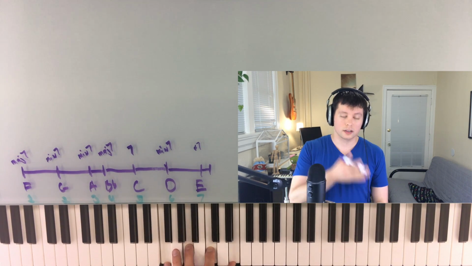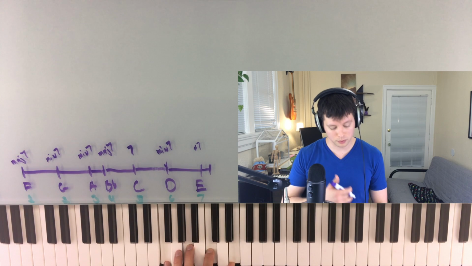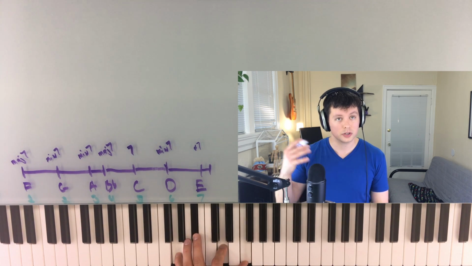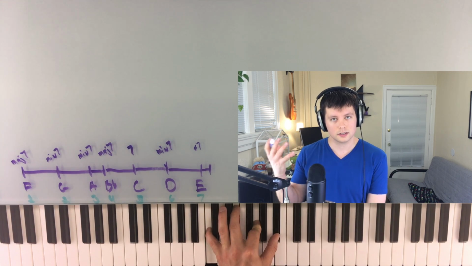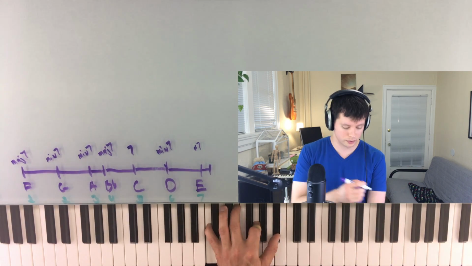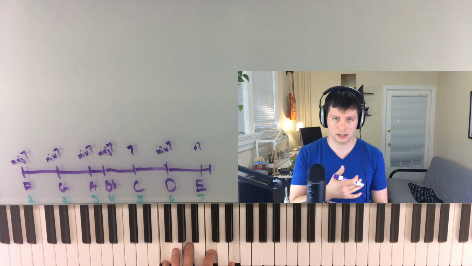All right, so you would start on this F major 7 chord, move up to that G minor 7, that's the 2 chord, and then here's that dominant 7, 5 chord, and then back to that one.